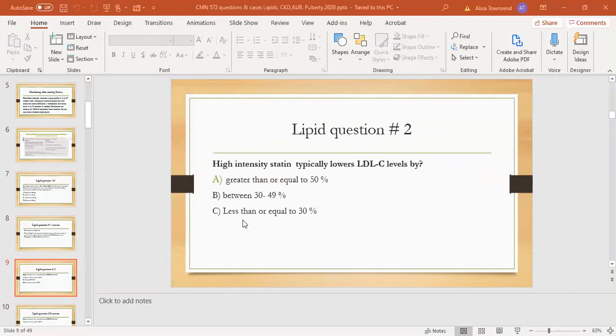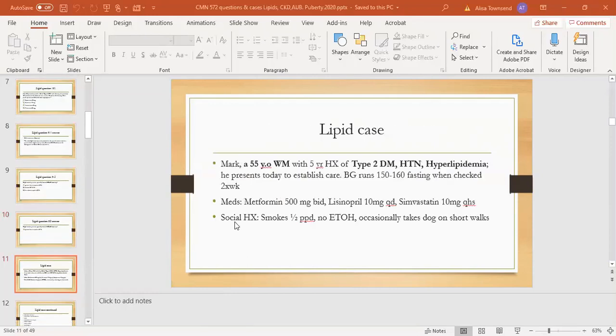Lipids. All right, let's see. We got question 2. High intensity statins typically lower LDL levels by greater than or equal to 50%, between 30 to 49%, less than or equal to 30%. All right, looks like we've got an overwhelming A for the answer. Excellent. Some of y'all are getting with it. I'm proud of you. Very good.